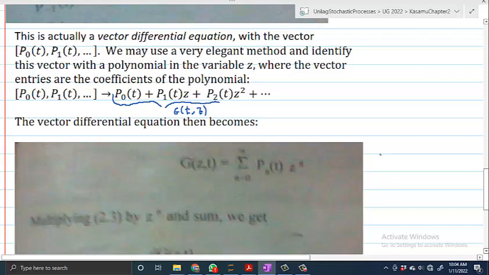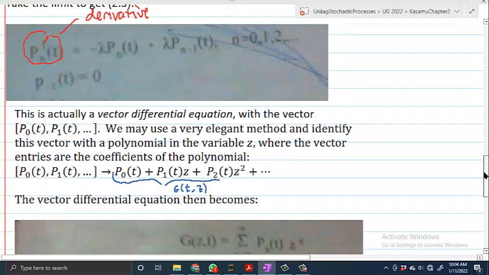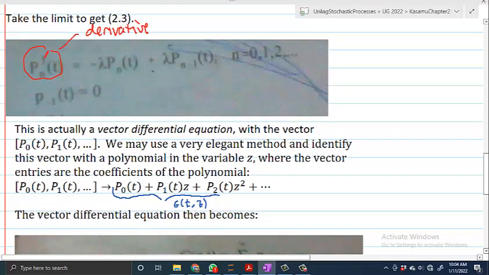All right? So I want to change this set of equations into a single equation involving g of t comma z. The way I do that is I multiply the nth equation here by z to the n and sum. Now if I multiply this term by z to the n and sum, I'll get minus lambda times g of t z. If I multiply this term by z to the n and sum, I'll get the time derivative of g.